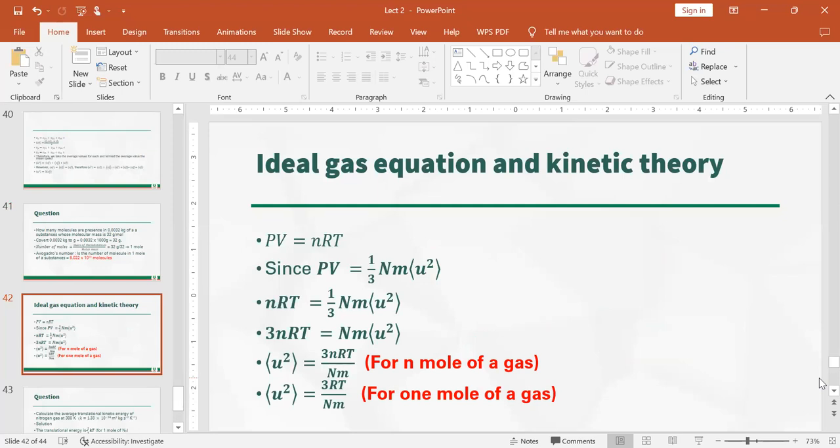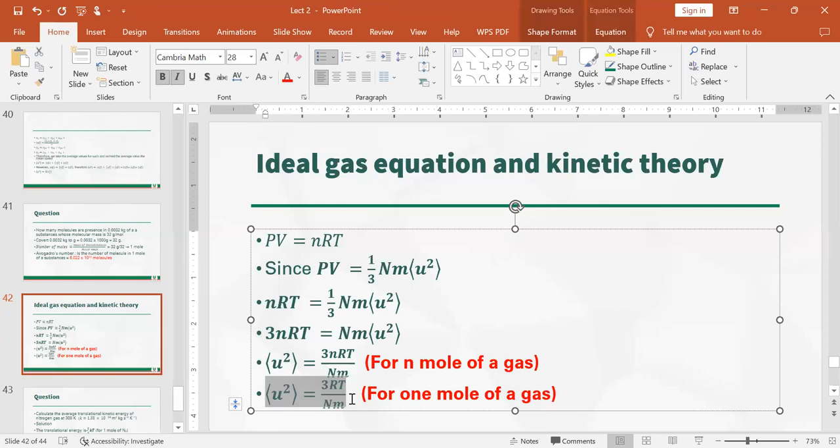So these are the different equations we have derived. And you can see the last equation tells you the relationship between the mean speed and the temperature. Temperature is T here, N is Avogadro's number, and M is the mass of the gas. So that one is for calculating the mean speed of that gas.